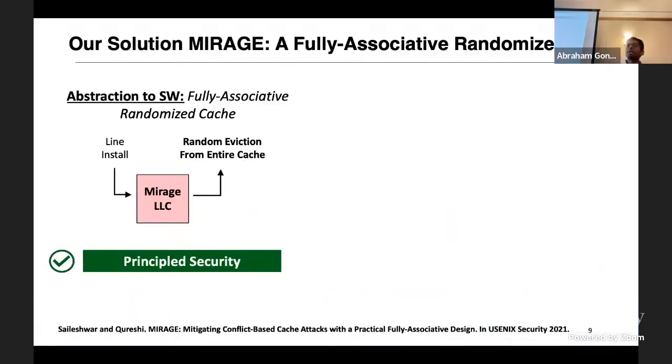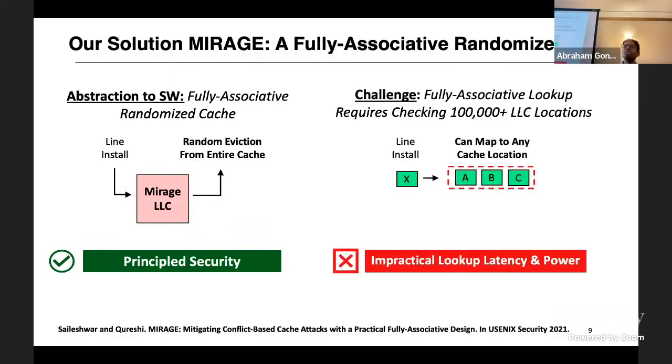So our abstraction that we desired to provide with our cache was that of a fully associative randomized cache. When a line is installed, a random line gets evicted from the entire cache. This does not have any set conflicts, has very principled security. However, there's a challenge, right? As you would imagine, if you wanted to have a fully associative last level cache with hundreds of thousands of lines, when a new line is accessed, when a cache access happens, you have to now search through all of the hundreds of thousands of lines. So lookup requires searching through all the lines in the cache.